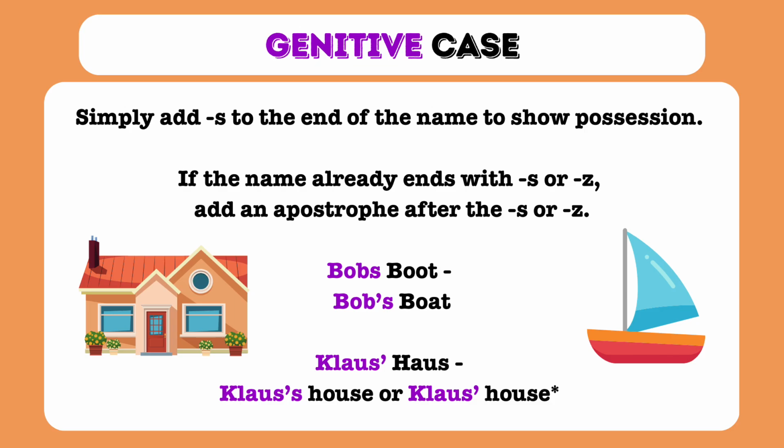If the name ends with S or Z, then we have to add an apostrophe as well. So in German, we would say Klaus Haus. In English, it is actually optional to either add apostrophe or apostrophe S.